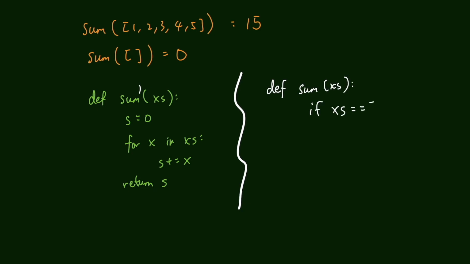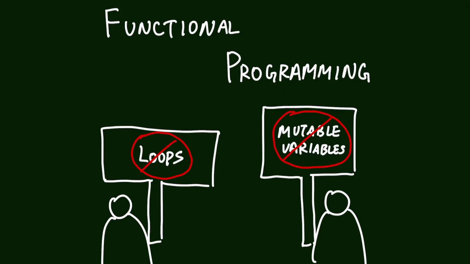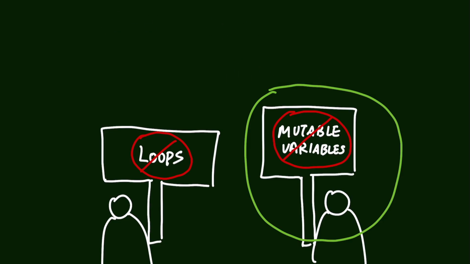However, this time, we'll split it into the empty list case and the non-empty list case. And now let's figure out what we want to do within the if clauses. It's a good time to go back to the title screen. Notice that functional programming is not just about banning loops. It is also about banning mutable variables. What does it mean? It means once variables are initialized, their value cannot be changed.